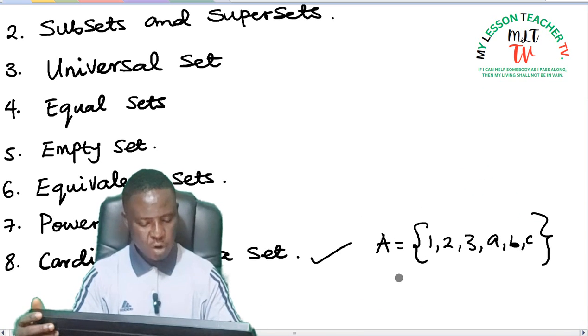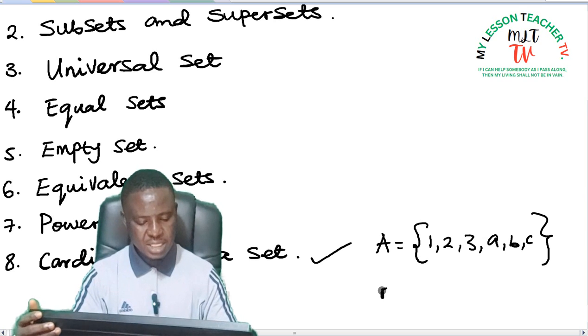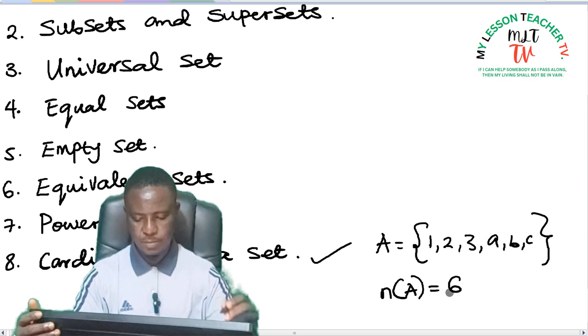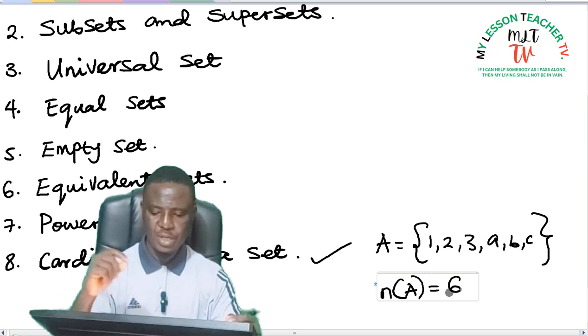So the cardinality of this set is 1, 2, 3, 4, 5, 6. And the cardinality of a set is represented as n(A), which is equal to 6. So the cardinality deals with the number of elements that make up that set.